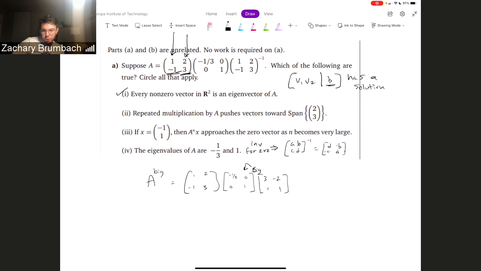The key says that only 2, 3, and 4 apply. Oh, okay. So it's not an eigenvector, but it can be constructed of eigenvectors. Okay, so it's just a difference in definition.